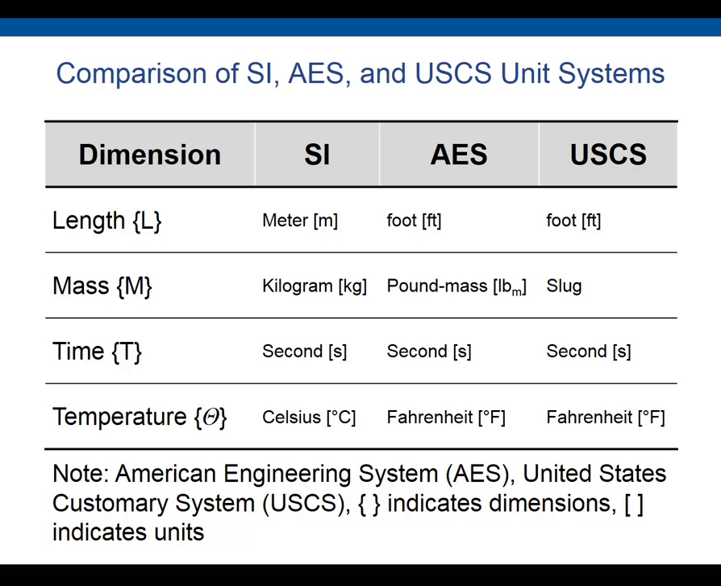And there are several different unit systems. As you know, the SI, the International Standard Unit System; AES stands for American Engineering System; and USCS, the United States Customary System. So there are three different systems. In the SI system, the length unit is the meter. In AES, the standard measure for length is the foot. In the USCS, the standard measure for length is the foot. There's a little different system, just for your knowledge.